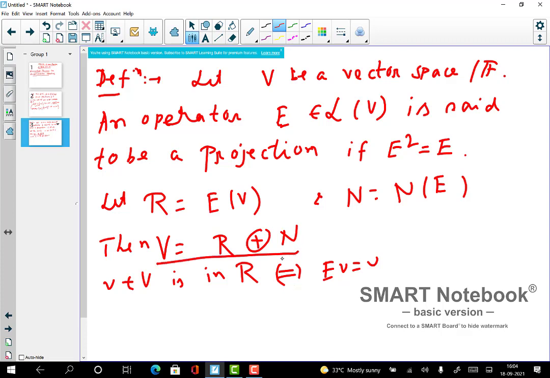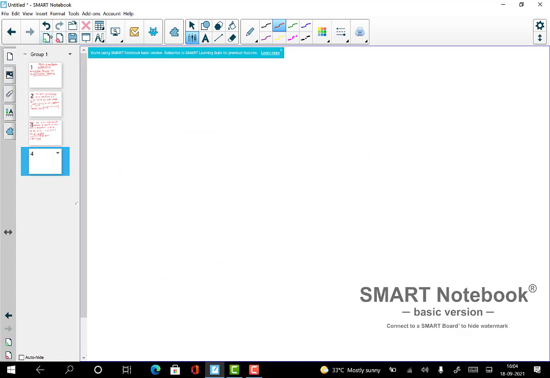So with this, how does the decomposition go? You write any vector v as E(v) plus (v minus E(v)), and then you see that the first is in the range and the second is in the null space. So this is the direct sum decomposition of the vector space V in terms of a projection operator. Okay, now for projection operators there are a few properties that are true. We will prove this in terms of a theorem.